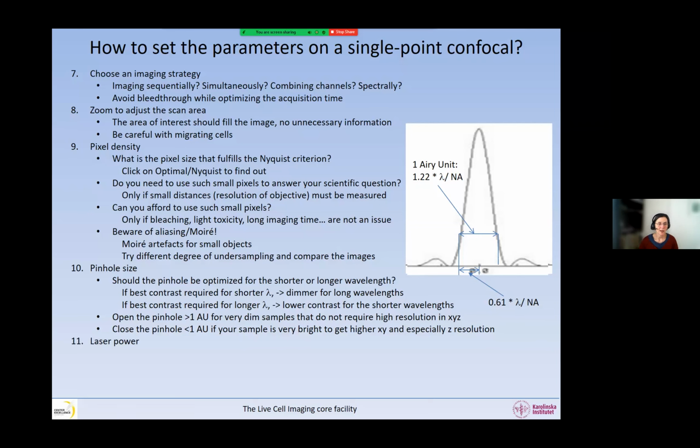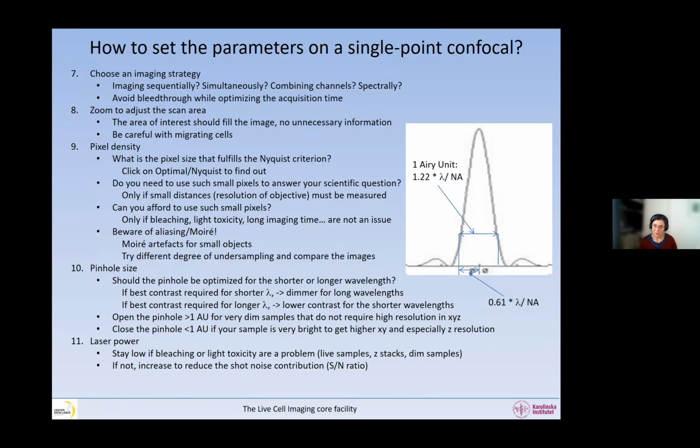So we close the pinhole and then we set the laser power. And how do we set the laser power? Well, you have to stay low if you have a problem with bleaching or light toxicity, for example, bleaching over Z stacks or in live samples or something like this. Then you have to keep a low laser power. But if you don't have these problems, just blast the thing. Put a lot of photons on your sample, get very bright images. You will get a low contribution of the shot noise, and bleach those samples. Take images that answer reliably your scientific question, and it's going to be perfect.